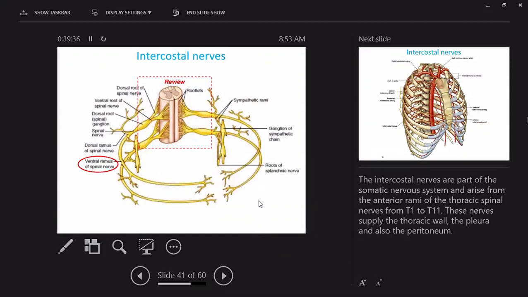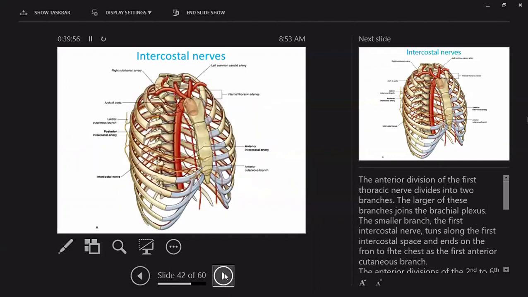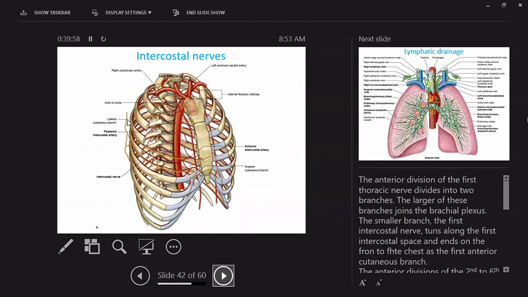Intercostal nerves are the same. They originate from the dorsal root of the spinal nerve, there are two roots. So you get the ventral root actually coming here. The dorsal ramus goes to the back and innervates the back. So the ventral ramus or the ventral branch of the spinal nerve is the one which runs in the intercostal space. Here you can see the intercostal. Go look at these pictures separately.